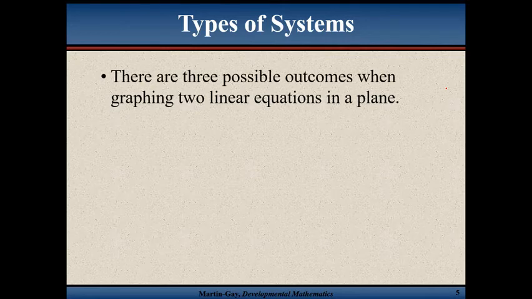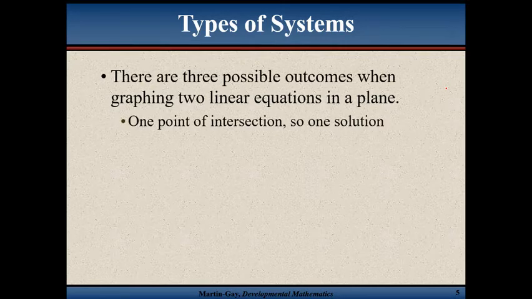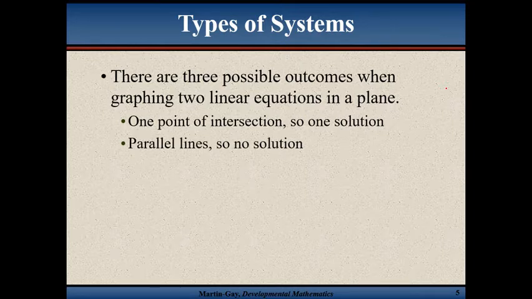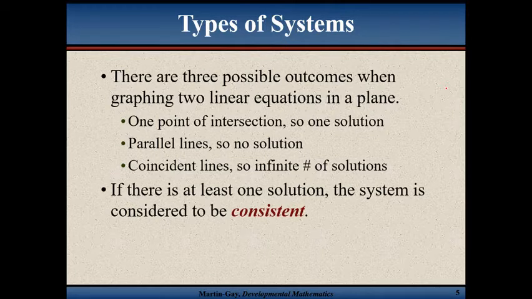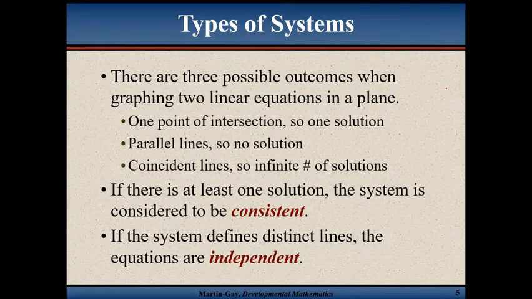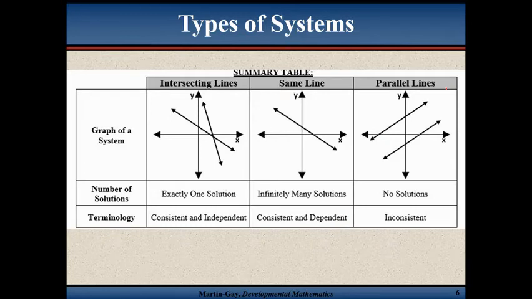There are three possible outcomes when graphing two linear equations in a plane. One point of intersection, and so one solution; parallel lines and no solution; coincident lines, and so an infinite number of solutions. If there is at least one solution, the system is considered to be consistent. If the system defines distinct lines, the equations are independent. Let's take a look at this table and these graphs to see what's happening.